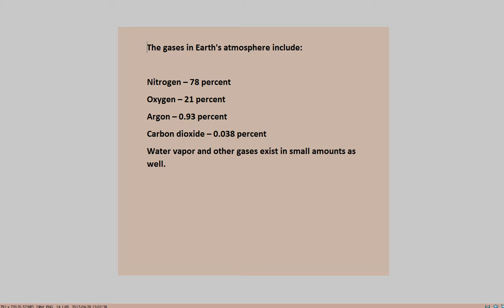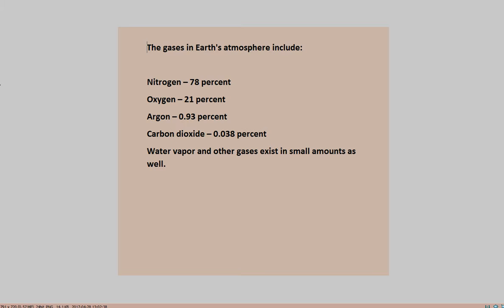Here are the gases in Earth's atmosphere. A lot of nitrogen, a lot of oxygen, and Pluto, by the way, is almost all nitrogen. And they have nitrogen ice on Pluto. On Mars we have carbon dioxide ice.